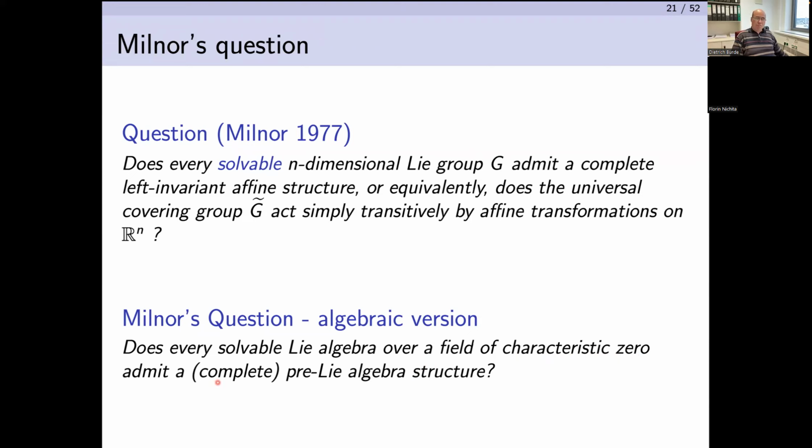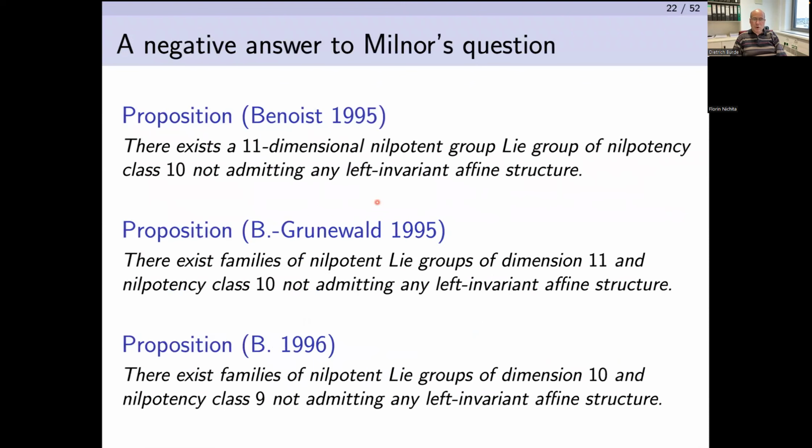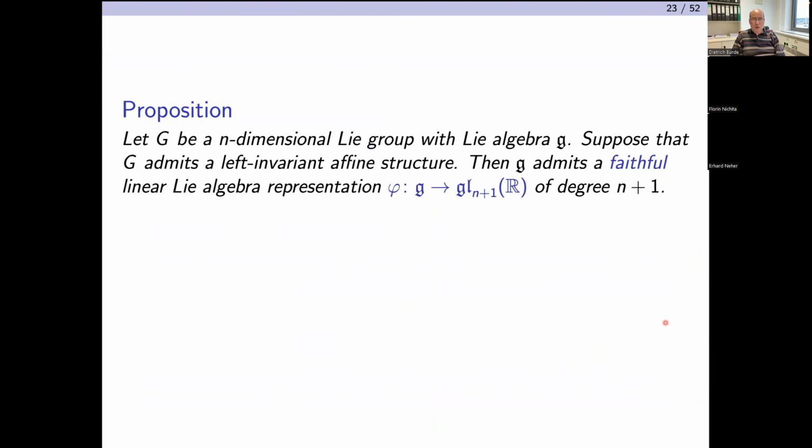You can also consider it with or without complete. But the question is, if I give you any solvable Lie algebra, is it true that there is a pre-Lie algebra structure on it? This is for solvable. And just to present a little bit of history, the answer is no. Certain counterexamples have been constructed, the first one by Yves Benoist, already on the level of nilpotent Lie groups and nilpotent Lie algebras. But I don't want to be too long on this section.